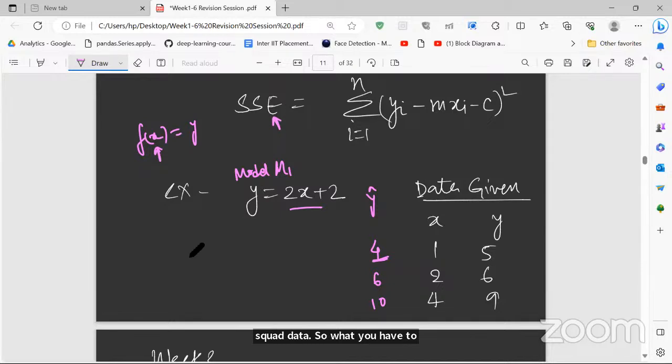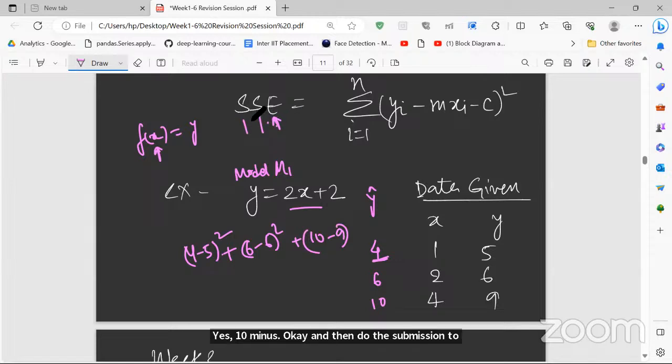Now square the error. So (4 minus 5) squared plus (6 minus 6) squared plus (10 minus 9) squared. And then do the summation. So calculate the error, square it, and sum it. The values you get are 1 plus 0 plus 1. This is the sum of squared error. Is this clear to everyone?